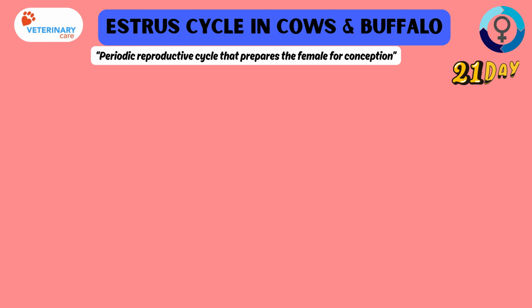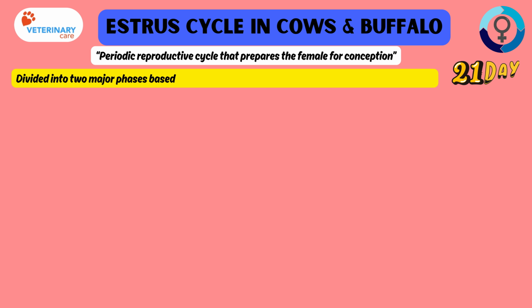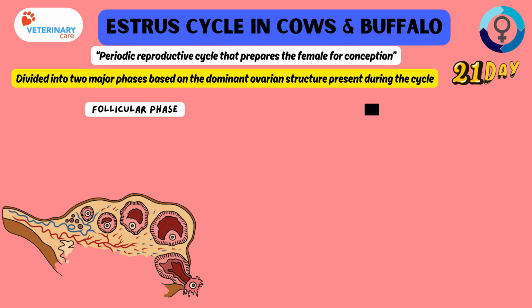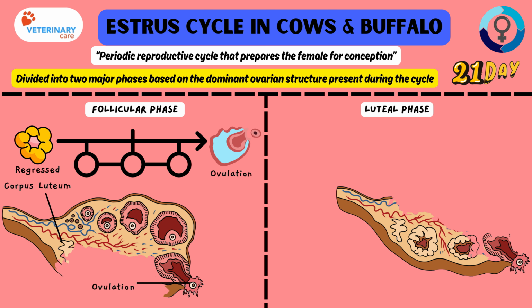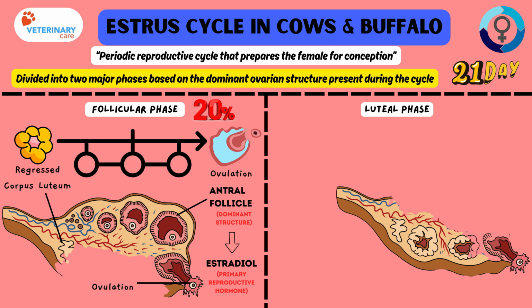The estrus cycle is broadly divided into two major phases based on the dominant ovarian structure present during the cycle, the follicular phase and the luteal phase. The follicular phase begins with the regression of the corpus luteum and ends at ovulation. This phase is relatively short and occupies about 20% of the estrus cycle. During this period, the ovaries are dominated by large antral follicles, which secrete estradiol as the primary reproductive hormone. Estradiol plays a crucial role in preparing the reproductive tract and stimulating estrus behavior.